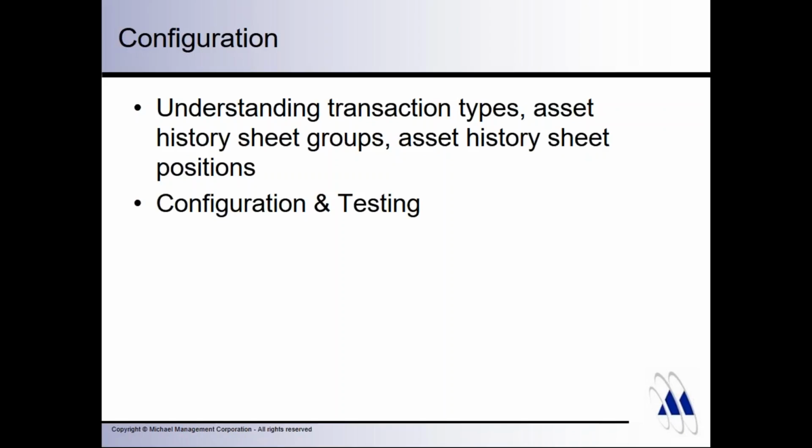In order to configure this, there's a few things you need to know or to understand. It requires knowledge of transaction types in asset accounting, so-called asset history sheet groups, and so-called history sheet positions. And the task here really is not just to configure the system, but most of the time spent on getting this to work will be on testing. And I'll show you what I mean now in the following slides.